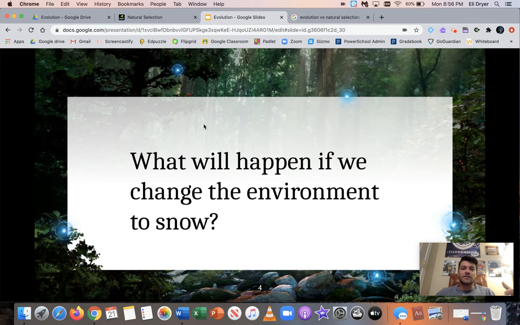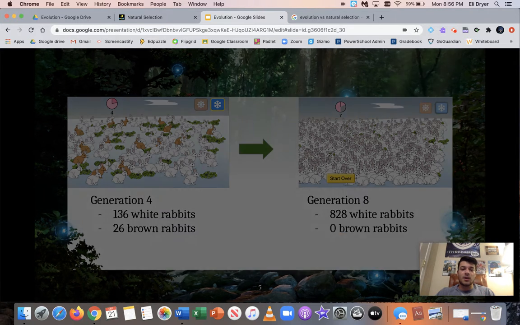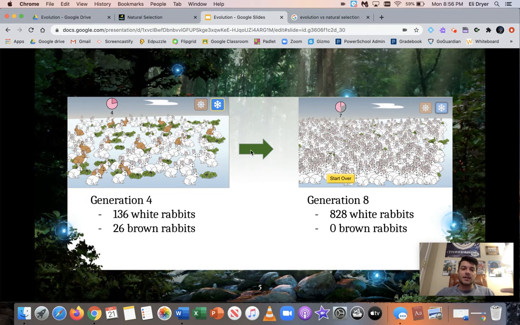So, what happens if we change the environment to snow? And snow is a white background. So, instead of having a brown environment, now we have a white one. What will happen? Well, some of us said that maybe the rabbits won't adapt to the cold, which is a very good idea. Some people said that, hey, I recognize that brown rabbits are going to stick out more, and so I think that the white rabbits are going to be able to survive more. And every single answer was awesome. You guys all thought out of the box, and I really appreciate that.